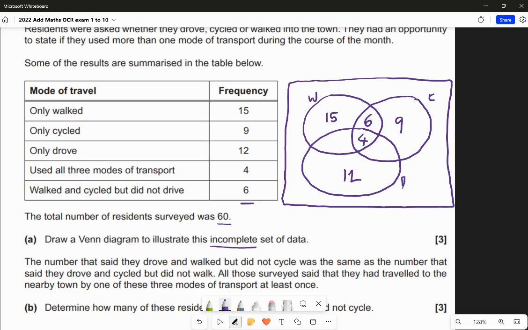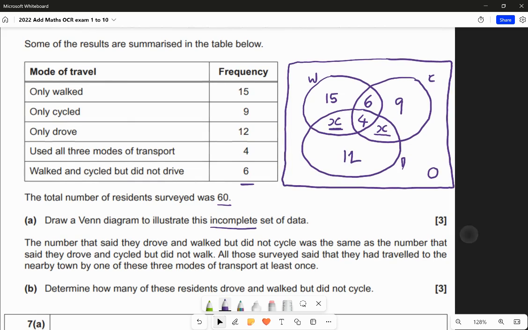The number that said they drove and walked but did not cycle, so that's this bit, was the same as the number that said they drove and cycled but did not walk. So that's this bit. So I'm just going to call them both X. All those surveyed said they had travelled to the nearby town by one of these 3 modes of transport at least once. Okay, so that's easy. That means that this outside is 0. None of the 60 did not use any of those 3 modes, and therefore that's 0.